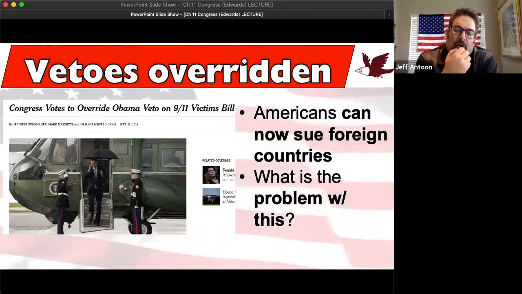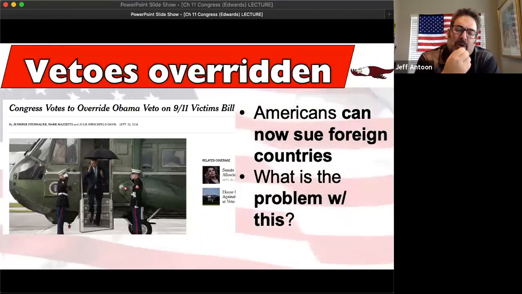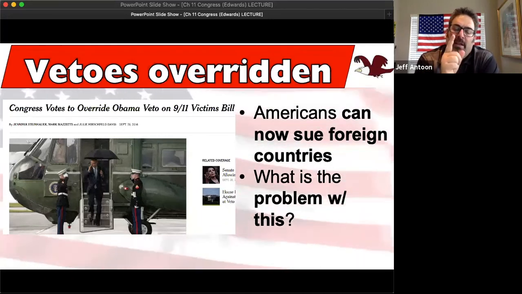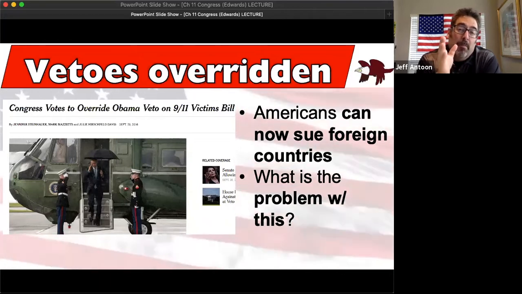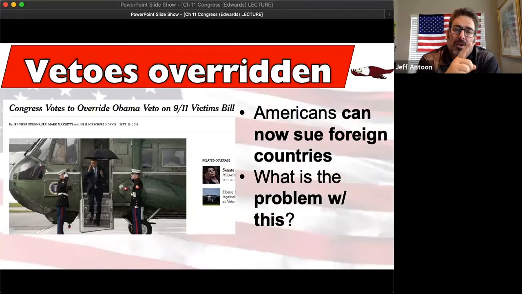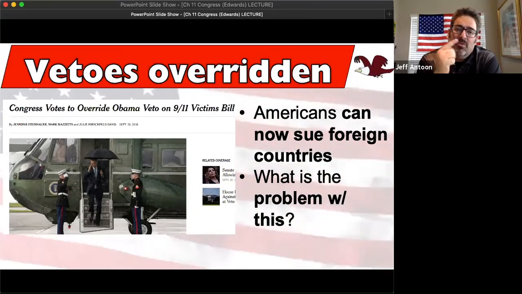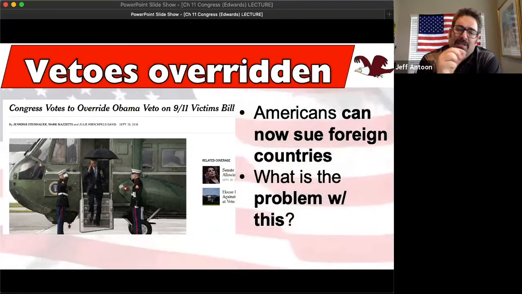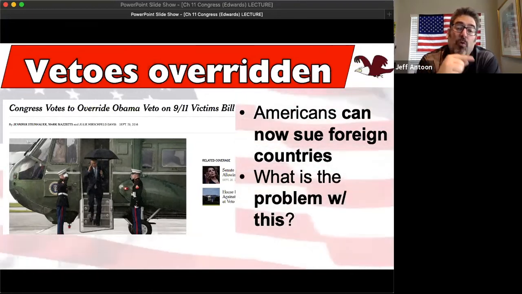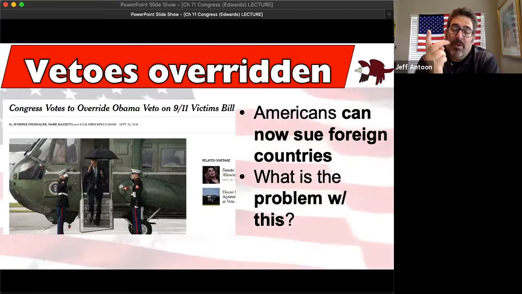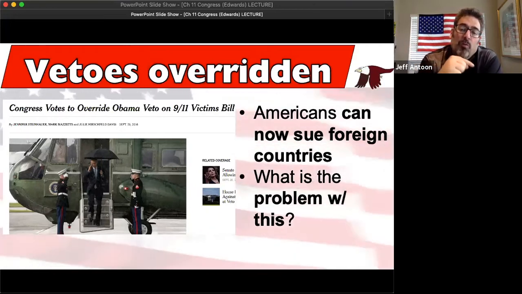And then again, you can see this is the one that happened on Obama, and I wanted to go through this. Congress votes to override Obama's veto. Obama vetoed the 9/11 bill because the bill itself allows Americans who were affected by 9/11 to sue another country. But what that opens us up to is they can now sue us. So there's a big concern with that, and that's why he vetoed it. But Congress overrode him.